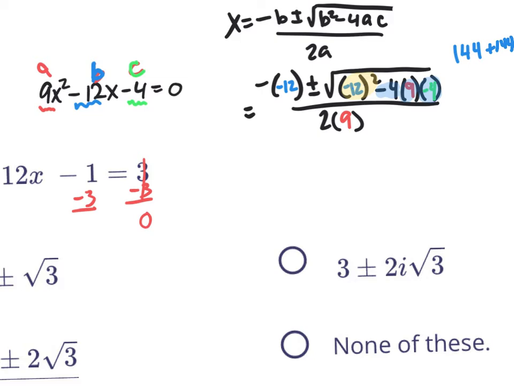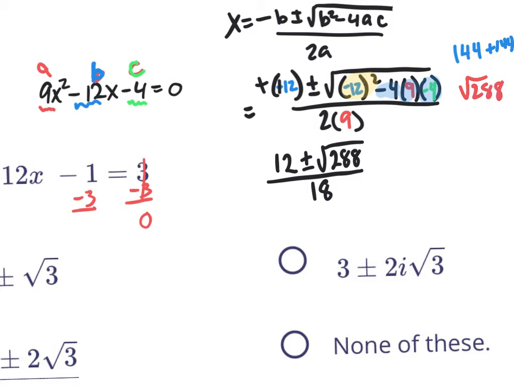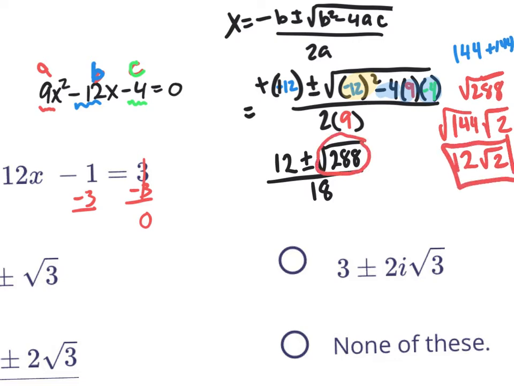Let me rewrite everything so it'll be nice and clear. The minus minus changes to plus plus. We have 12 plus or minus the square root of 288, all divided by 18. So the question is, what is the square root of 288? Let's simplify that on the side. We do know that 288 is really 144 times 2. And when you split that root, the square root of 144 is 12, and the square root of 2 will stay the square root of 2. So instead of the square root of 288, I want to replace that with 12 square root of 2.